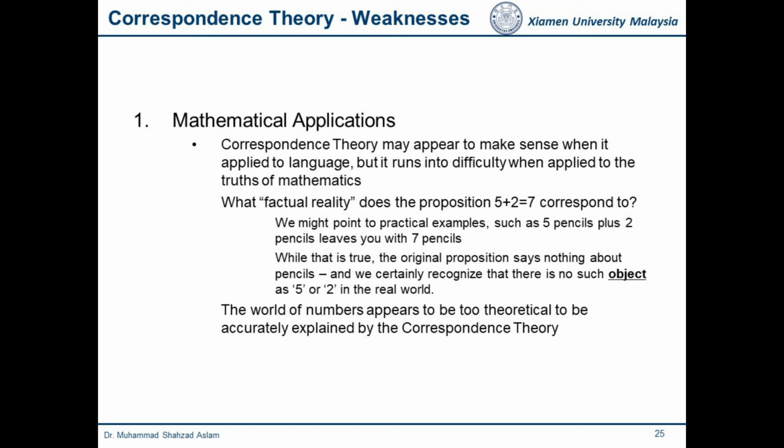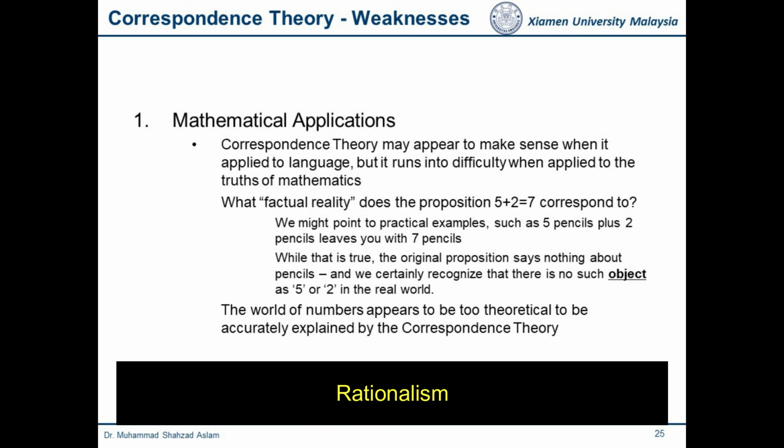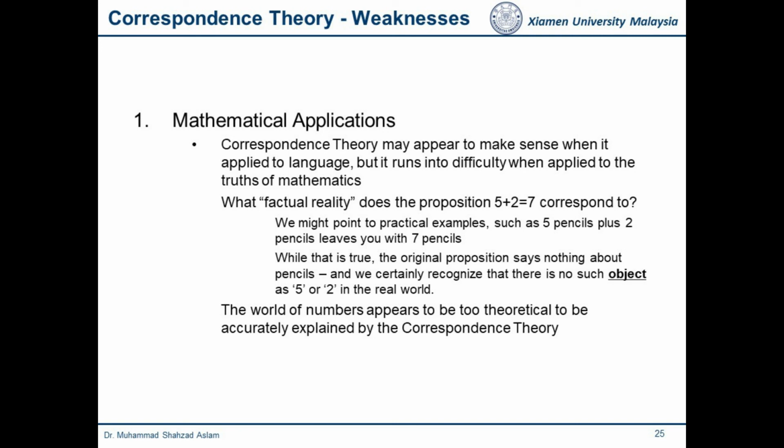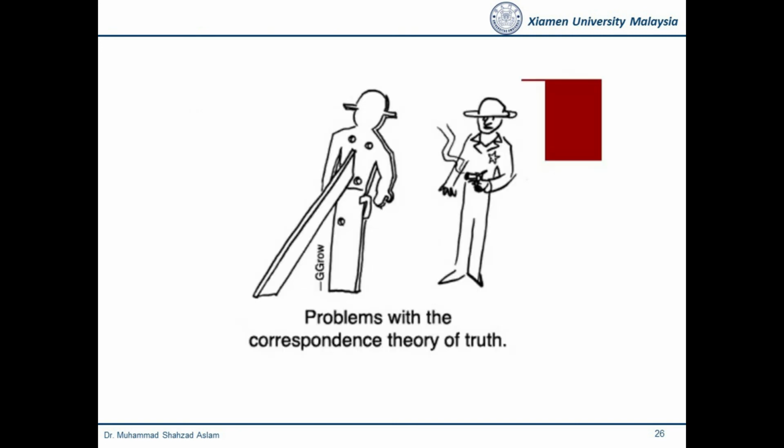So what the philosophers are saying is that correspondence theory does not apply to mathematical application. There is no object of 5 or object of 2. But when we add 5 pencils or 5 pens or 5 glasses of water, then it makes sense. To explain mathematical terms, we need to apply the rationalist theory, because correspondence theory is too theoretical to explain that concept.